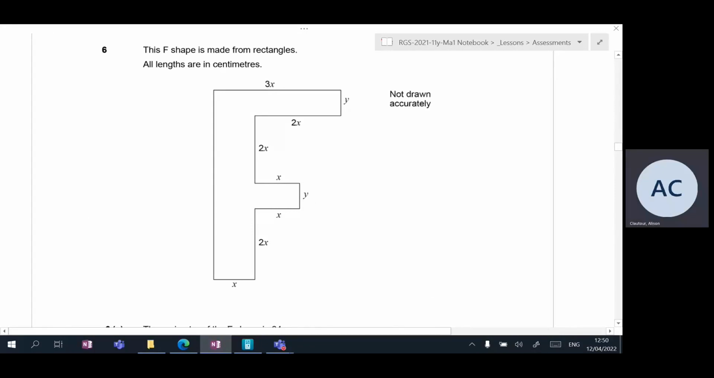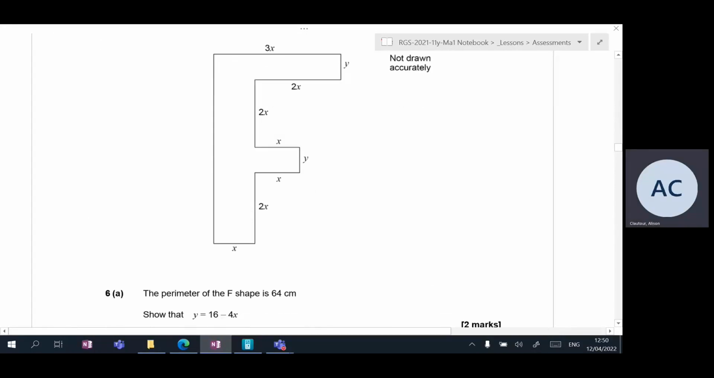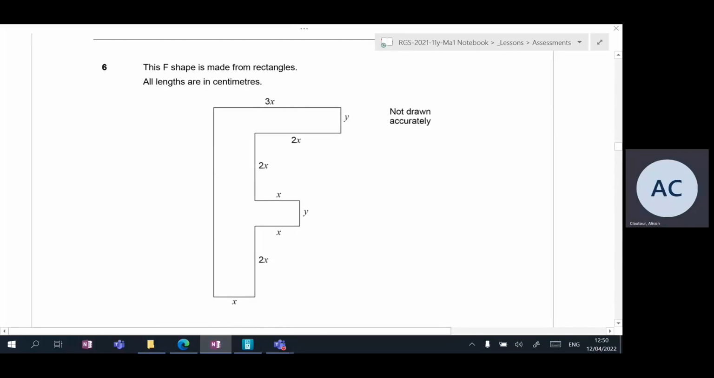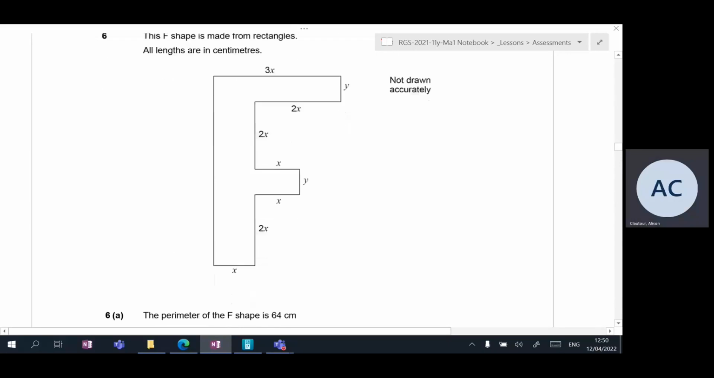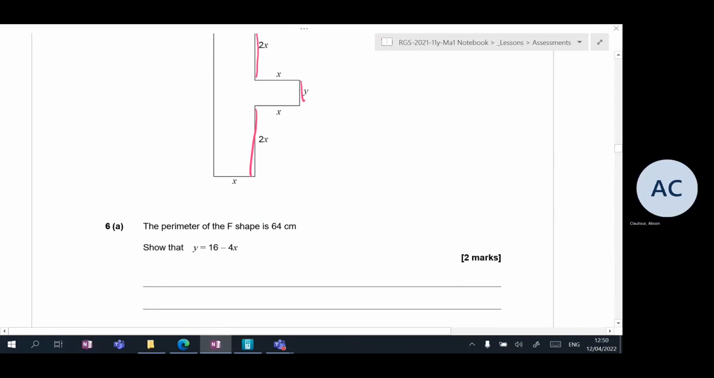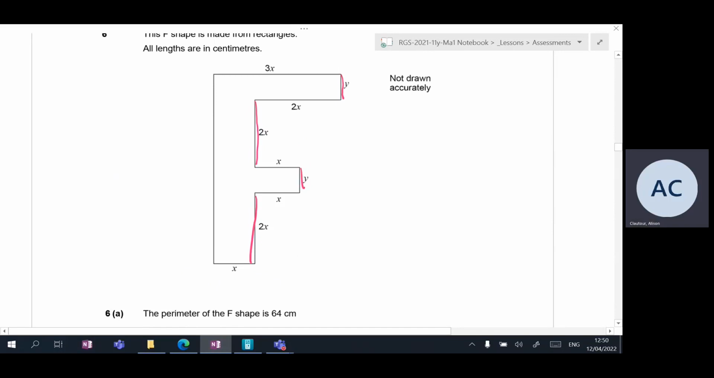So we've got a weird F shape made of lots of different rectangles. The perimeter is 64. And we want to show what y is. So we need to get an expression for this perimeter. Okay, so I'm going to start with my vertical length. So here, here, here, and here. Okay, so we've got y and another y is 2y and a 2x and a 2x. So we've got 2y, add 4x down that side.